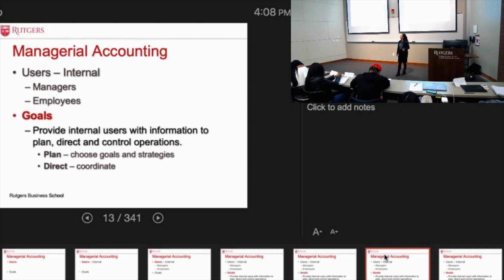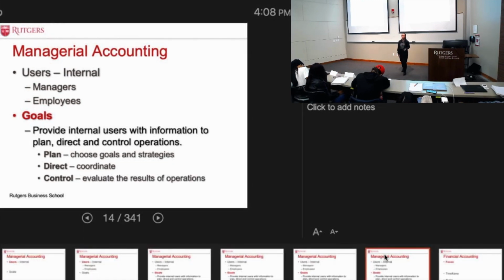And then you use the information to coordinate or to direct the performance of your firm, especially when you have multiple departments, right? Because you need to make sure that different departments will work together to achieve your plan, right, your goal. So that's the other type of decision that internal users will make.